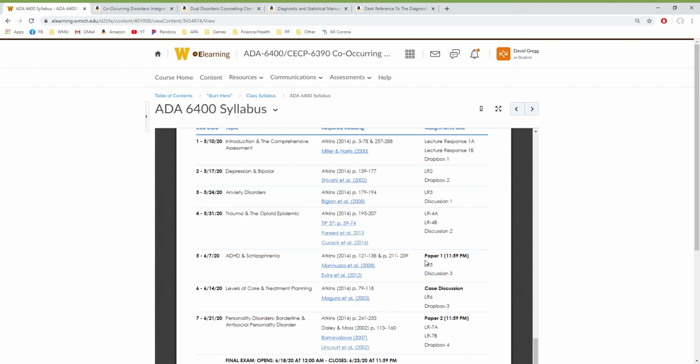I also recommend that you work on paper 1 bit by bit during the first month, so that once we get to week 5, you'll be ready to go for paper 1. And maybe you'll already be working on paper 2, because that's going to be due 2 weeks later. In between, we're going to have the case discussions on week 6. So you're going to have a case discussion, lecture response 6, and a Dropbox.